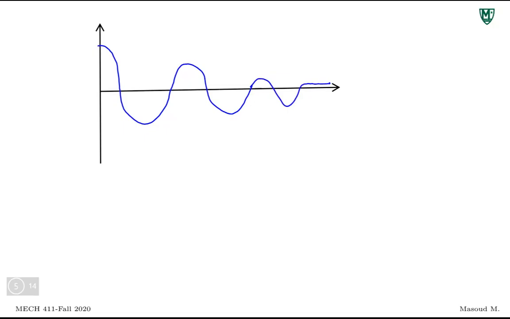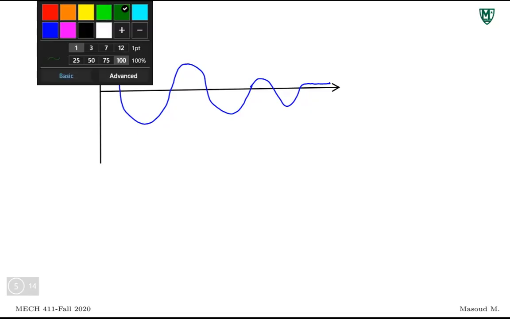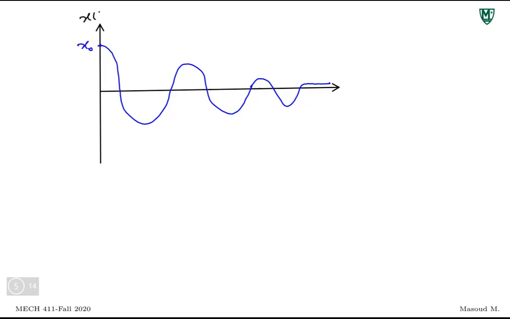So this is x naught. This is where you started the motion. The axes are, this is x, it's a function of t, and this is time.